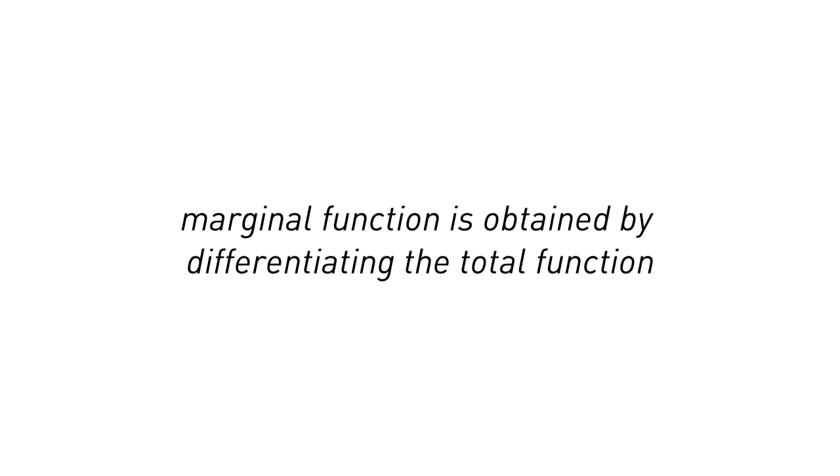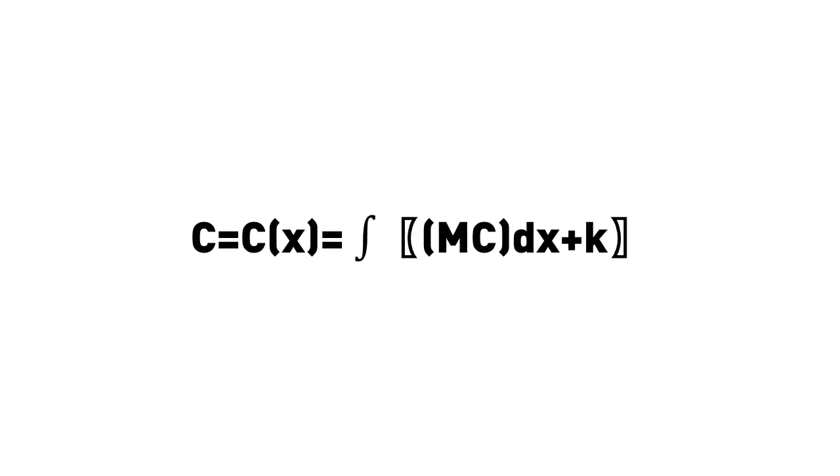Using all the information that was stated, we know that the marginal function is obtained by differentiating the total function. Now, when the marginal function and initial values are given, the total function can be obtained with the help of integration. For the cost function, if C denotes the total cost and MC is equal to dC over dx is the marginal cost, then we can write that C of x is equal to the integral of MC dx plus K, where K is the constant of integration, and since it is a constant, it is the fixed cost.